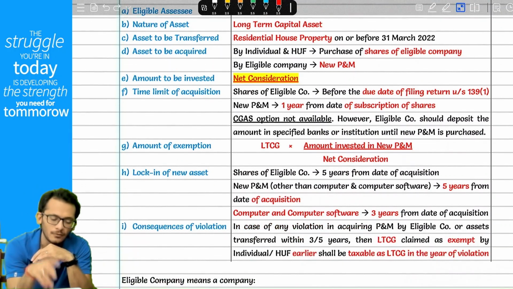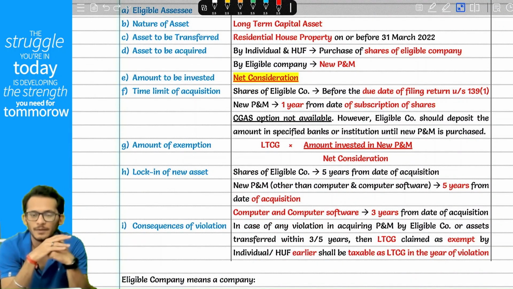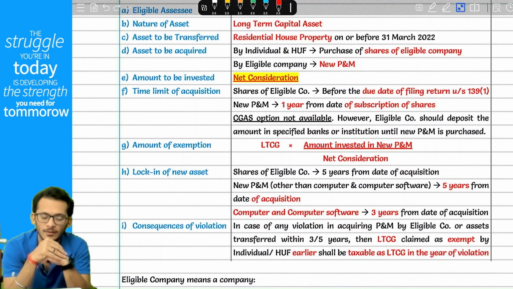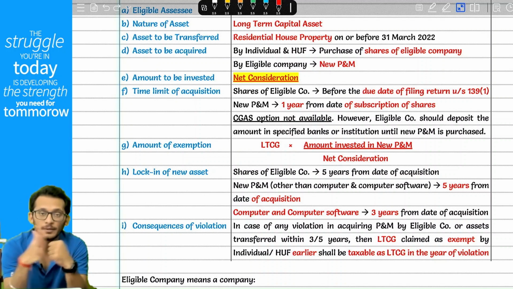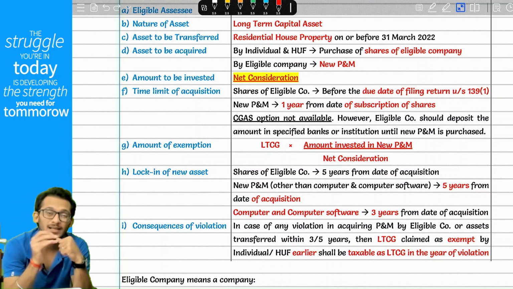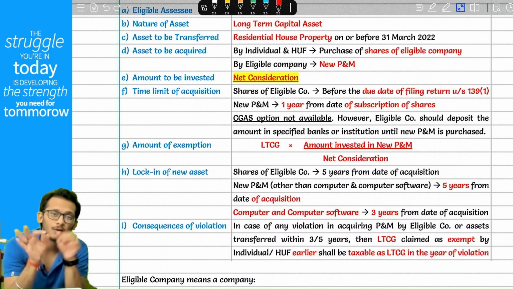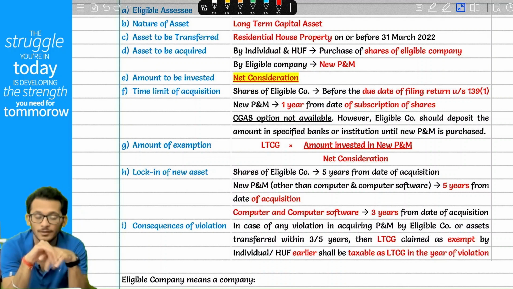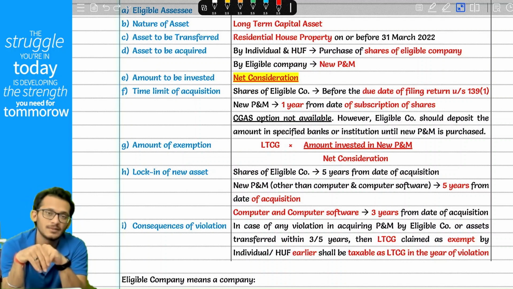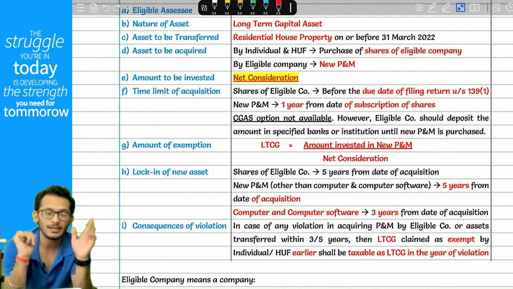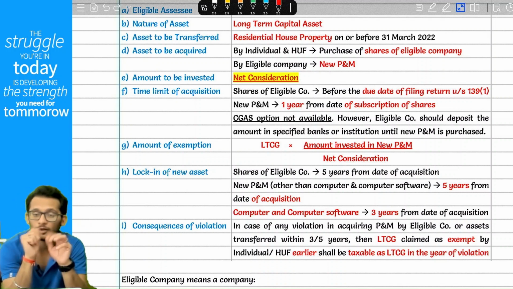What is the period of holding, Rahul? If you have shares of the company, you should hold them for a period of 5 years. If you have plant and machinery, it should be held for a period of 5 years. But if you have computers and computer software, it is enough if you hold them for 3 years. Minimum you should satisfy this much. If you violate this, then the exemption which you tried to claim earlier will become taxable separately because the assets are different.